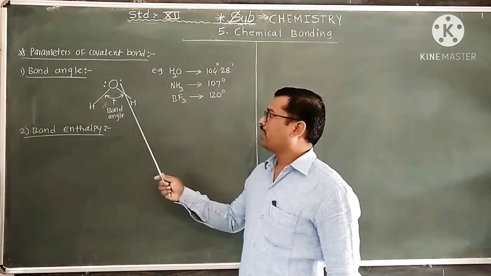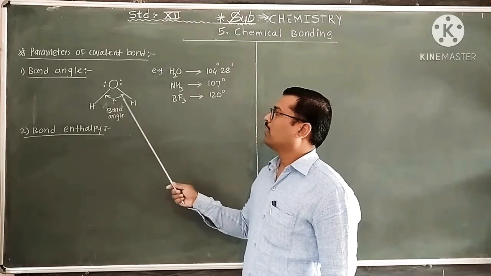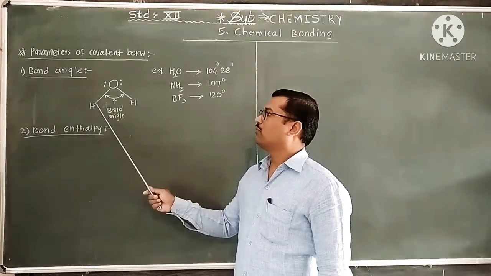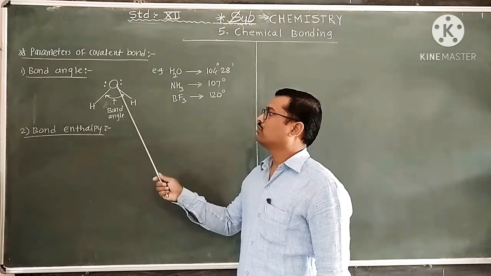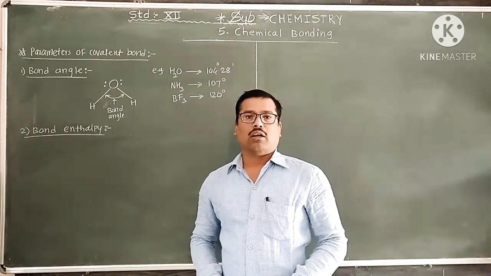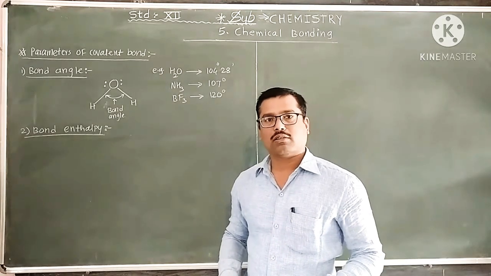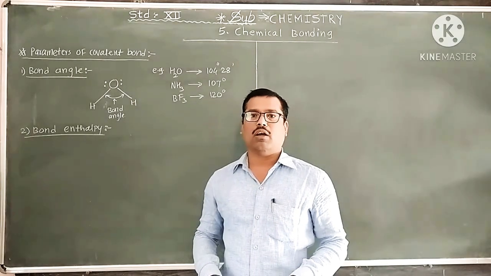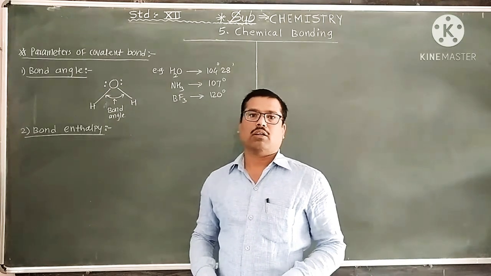This is the H2O molecule, and it has a bond angle. This is the oxygen atom, and the angle between the hydrogen, oxygen, hydrogen is the bond angle. The definition I will repeat again: the angle between the orbitals holding the bonding electrons is called the bond angle.